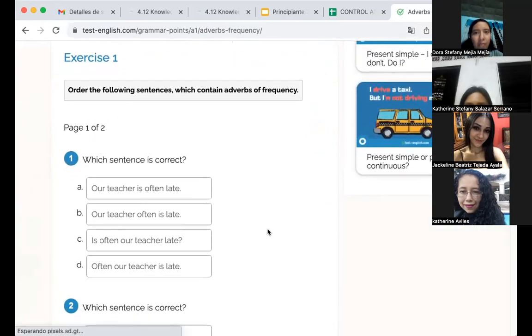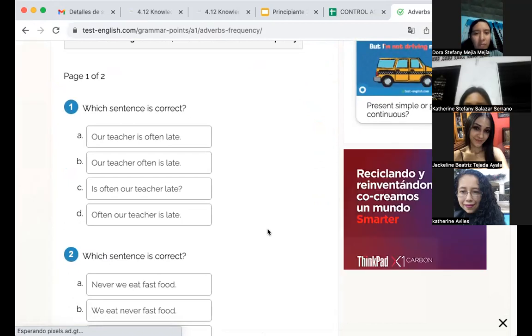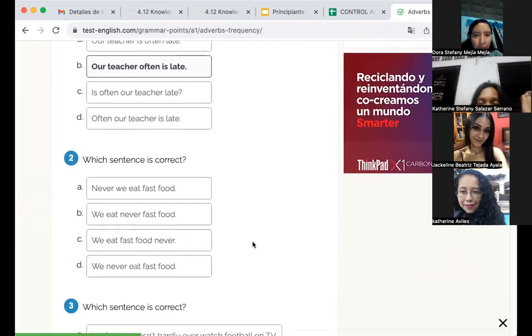Number one. Which sentence is correct? A, our teacher is often late; B, our teacher is often late; C, our teacher often is late; D, our teacher is late often. B. La B. Okay. Number two. Never we eat fast food. We eat never fast food. We eat fast food never. We never eat fast food. D. D. Okay.